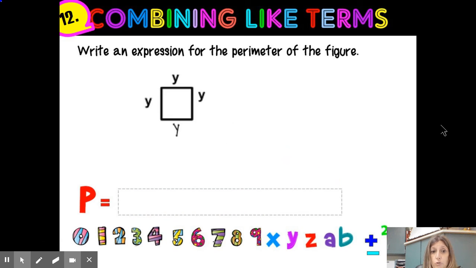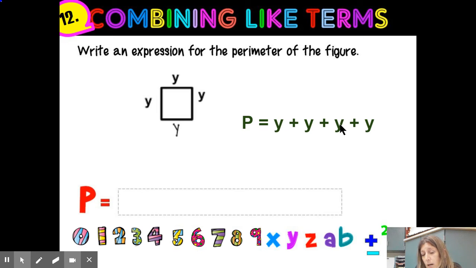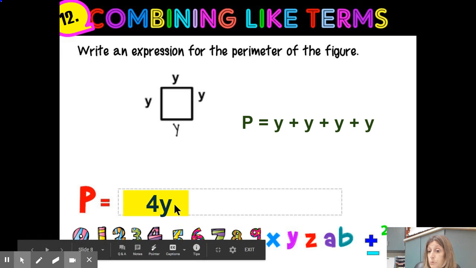Okay, so number 12, look at the next slide. This is a square because all these sides are congruent. They're all y, whatever y is. So we just want to write an expression for the perimeter. We would have y plus y plus y plus y. But we can definitely combine those to make it shorter. They each mean 1, and we'd have 4y. A number next to a variable means to multiply. That's the coefficient and the variable, multiplicative.